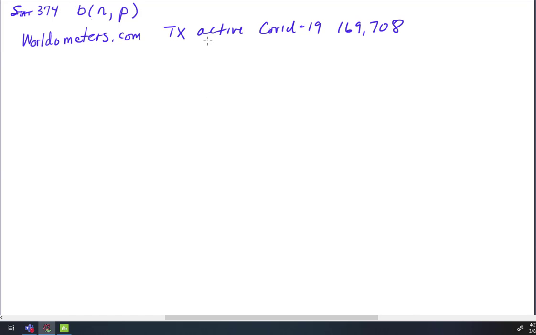169,708. Now this was on 3/5/21. Now I looked up a definition of active cases, and active cases is everyone that has been diagnosed with COVID-19 minus those that have recovered minus those that have died. And so this would be those that we know about that are currently battling with COVID-19.